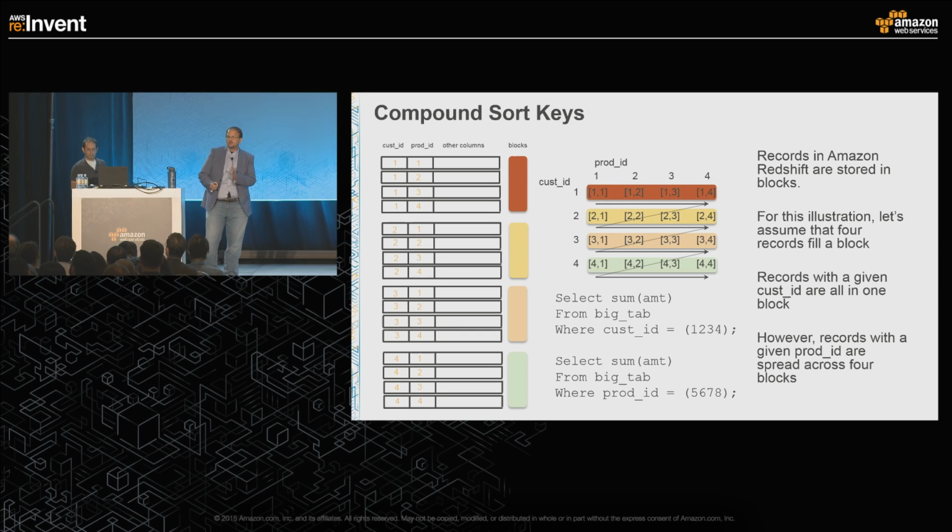When I want to sum by product, now I'm using the second column of the sort key, and it doesn't help me. I have to scan the whole table. And because of parallelism and a brute-force shared-nothing cluster, it's not that slow, but I have to scan the whole table. It's linear cost.